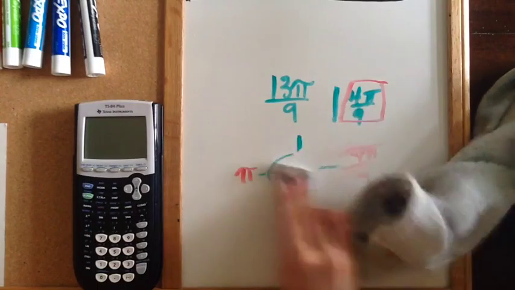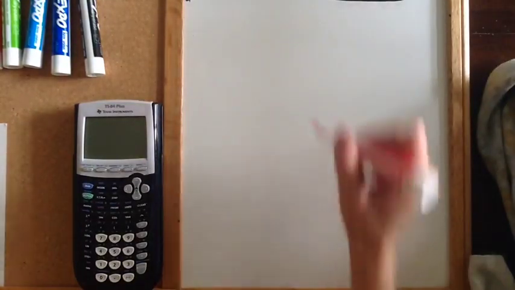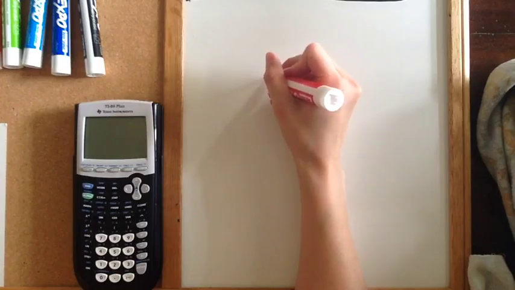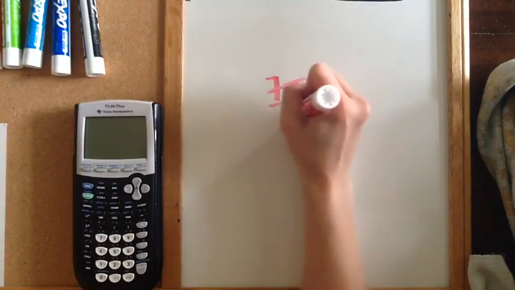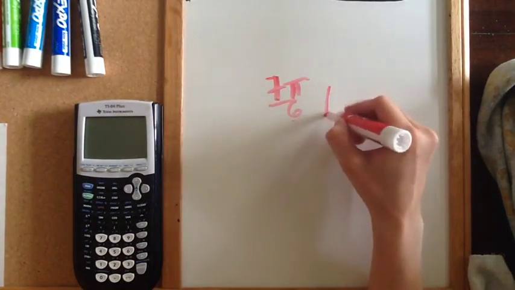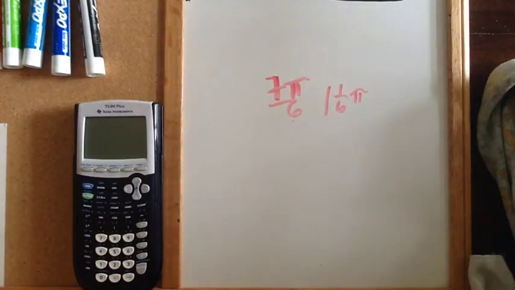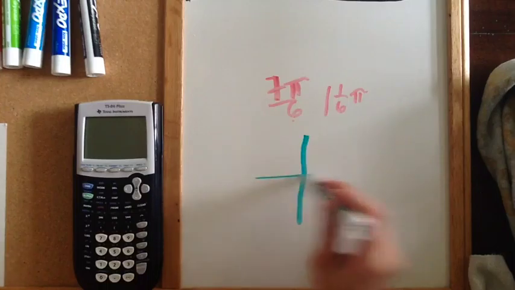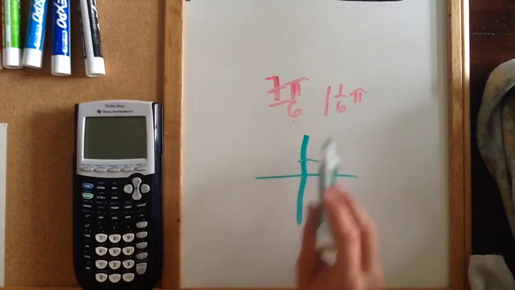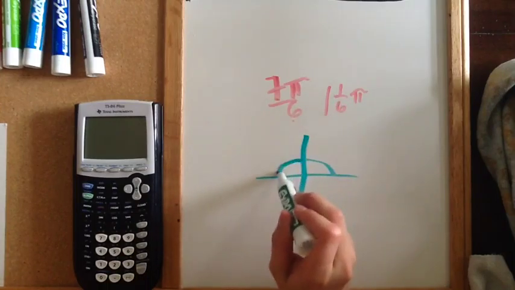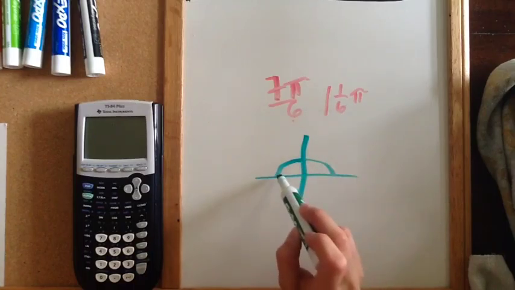Let's try one more. Let's do 7 pi sixths. So 6 goes into 7 once. I have 1 left over, so I get 1 and 1 sixth pi. So I'm going to go past pi halves, and then I'm going to go 1 sixth more.